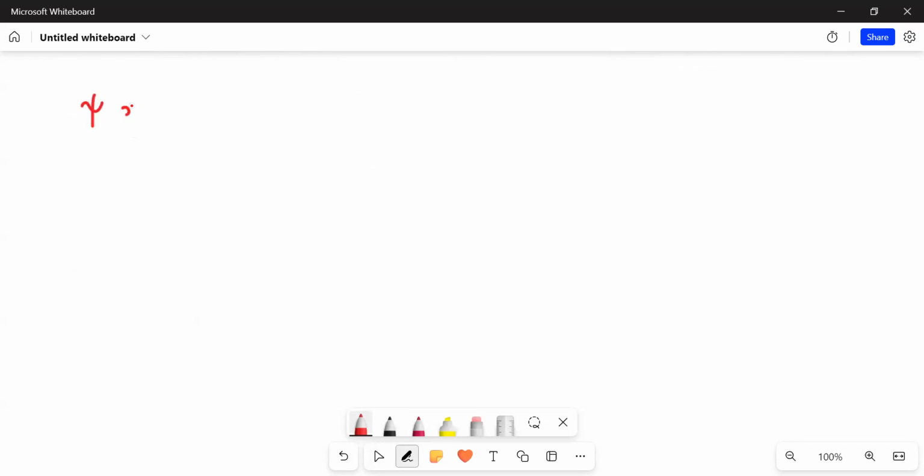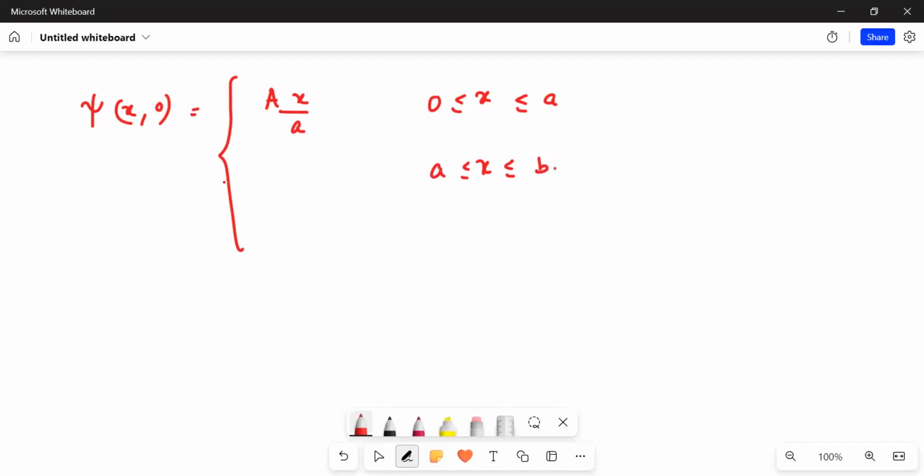So let us say that your wave function psi at time t equal to 0 is given by, let's say, 3 portions. I'm giving you. The first is Ax upon a, where x lies between 0 and a, and when x lies between a and b, it is equal to A times b minus x divided by b minus a, and otherwise it is equal to 0. Here a, b, and A are some real constants.